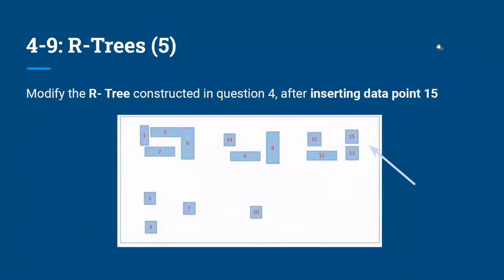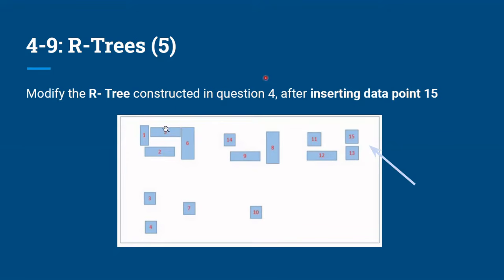And now let's go further with question number 5. We would like to modify the R tree constructed in question 4 after inserting a new data point, which is 15, where it would be placed right there. So how would our R tree look after the insertion of such a data point? Would it be any different?